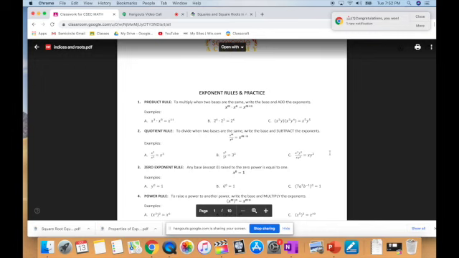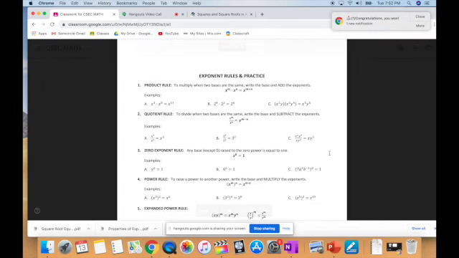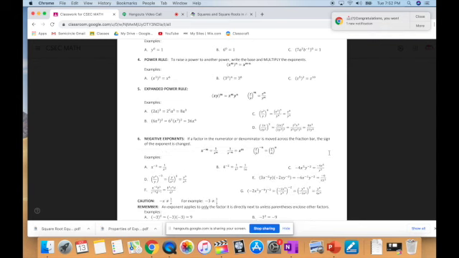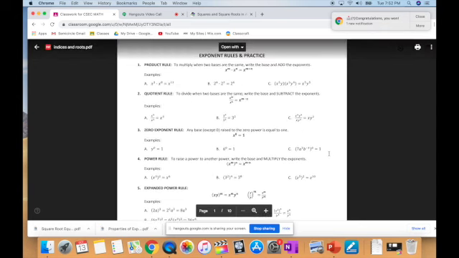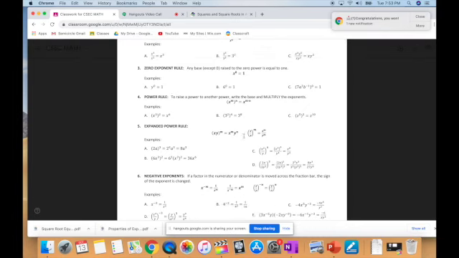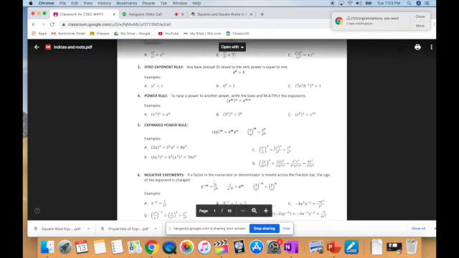Now this first page, these are not questions. This is just a summary of all of your laws of indices, and you actually have the names for them. Like this one is the quotient rule. The product rule, you add your indices. The quotient rule, you subtract your indices. You have the zero exponent rule, the power rule, the expanded power rule, and the negative exponent rules.